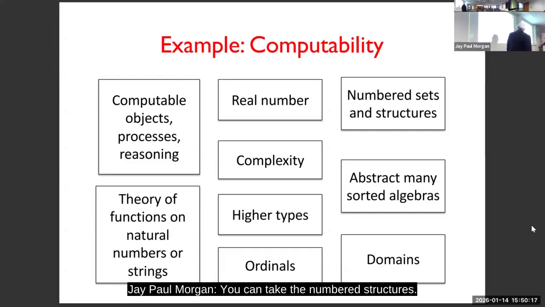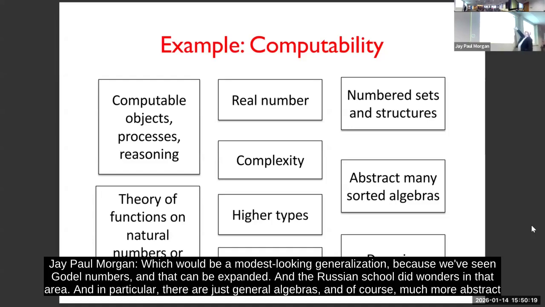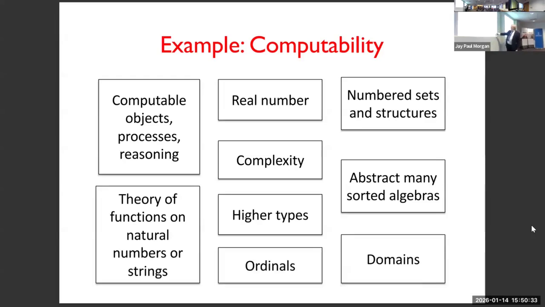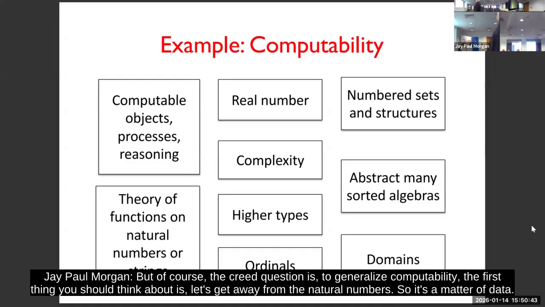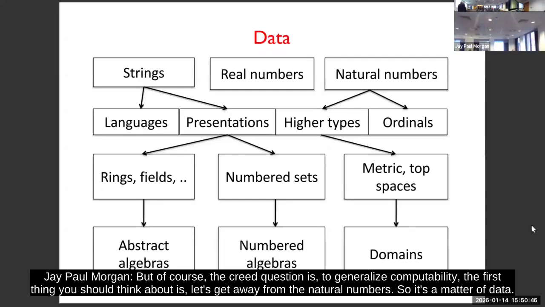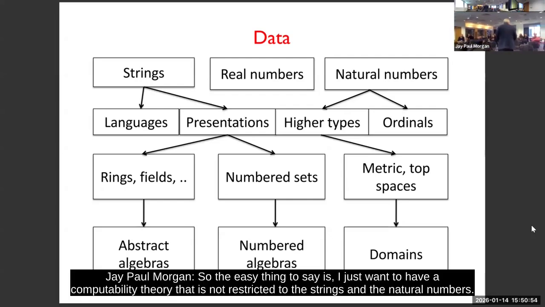But there's also other things. You can take the numbered structures, which would be a modest looking generalization, because we've seen Gödel numbers and that can be expanded. And the Russian school did wonders in that area. And in particular, there are just general algebras. And of course, much more abstract things like domains, which can support some sort of computability, albeit inspired by higher types. But of course, the key question is, to generalize computability, the first thing you should think about is, let's get away from the natural numbers. So it's a matter of data.